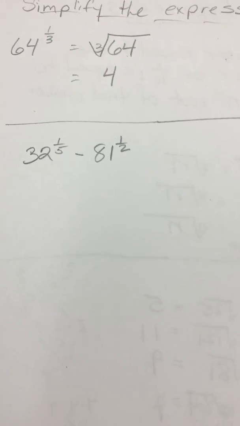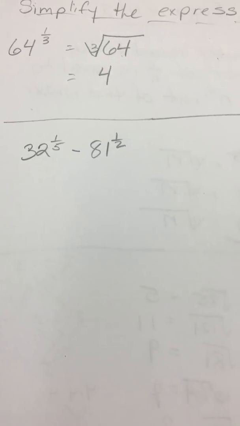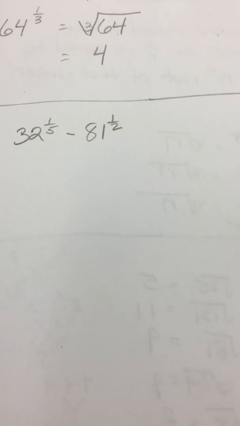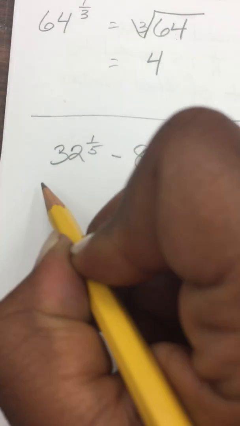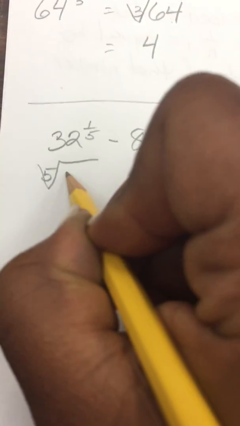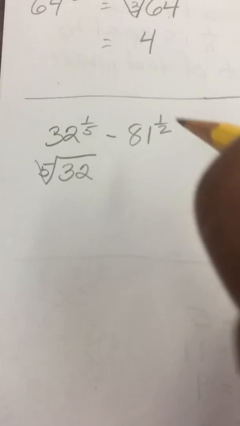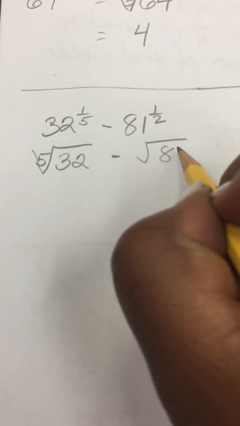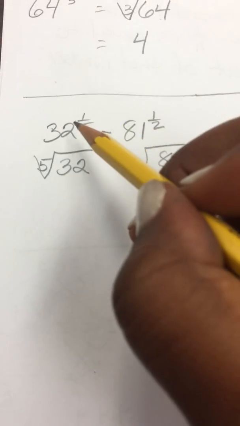So let's look at this expression. We have 32 to the 1/5 power minus 81 to the 1/2 power. Well, let's switch these around. Let's make this the 5th root of 32 minus the square root of 81. Okay? If we convert this to this and this to this, leaving the sign the same, okay?